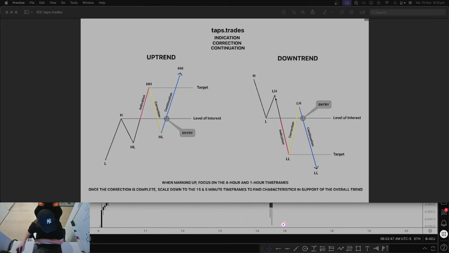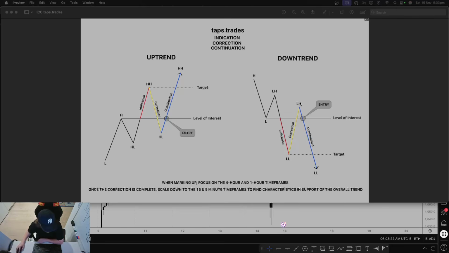So now we've got the first phase. We've got the indication phase. The second phase now is the correction phase. So the correction phase happens here. Price then breaks above our level of interest, and it doesn't break this previous lower high, and it creates a lower high because it's lower than this previous lower high. Okay, so now we've confirmed that we're very much in a downtrend. We've got a lower low and a lower high. That's exactly what we want to see.